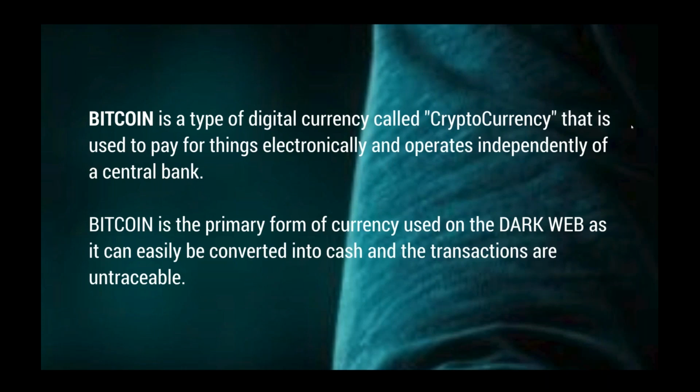So, how do these people make money? And what are they doing with it? So first of all, I'm sure everyone's familiar with Bitcoin. Bitcoin is a cryptocurrency. It's used to pay for things electronically and operates independently of a central bank. There's been a lot of news around Bitcoin and other variants of Bitcoin that have gained tremendous attention simply because of the fluctuation of their value. Bitcoin is the primary form of currency used on the dark web, as it can easily be converted into cash and the transactions are untraceable.